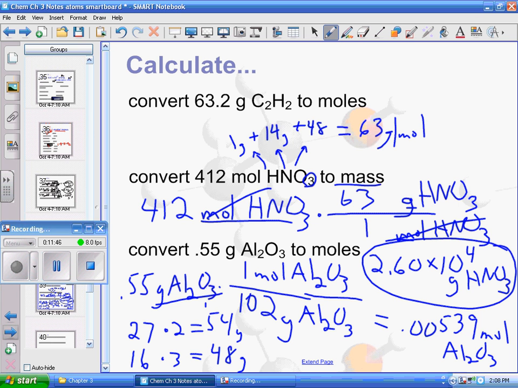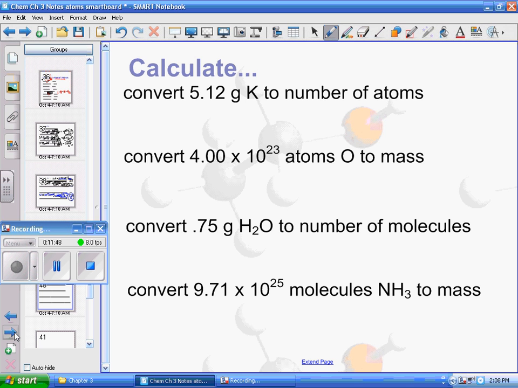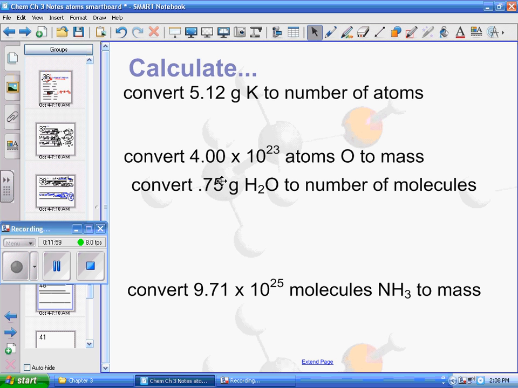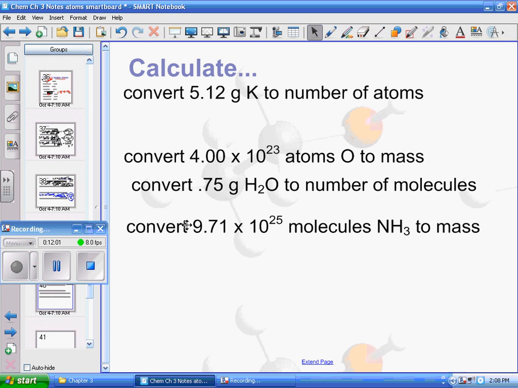Okay. Lastly, I think we have one more hard one, which is the ones that I go from atoms to mass or molecules to mass. This is the hardest one I can give you right here. Let me move it up. Okay. So what I'm going to do is take 9.71 times 10 to the 25th molecules of NH3. I'm going to convert that to mass.